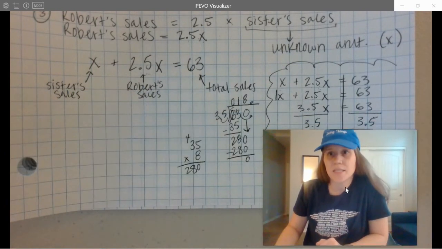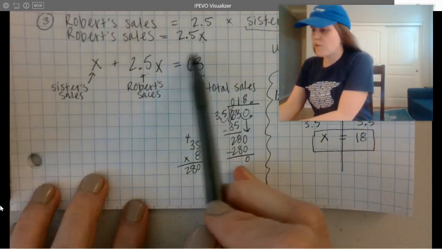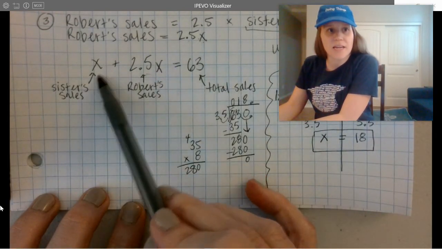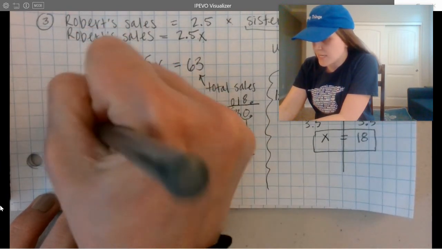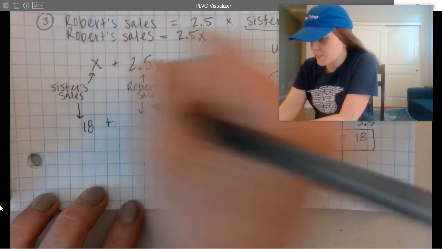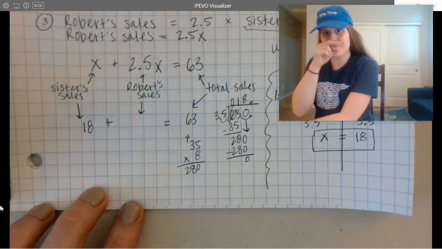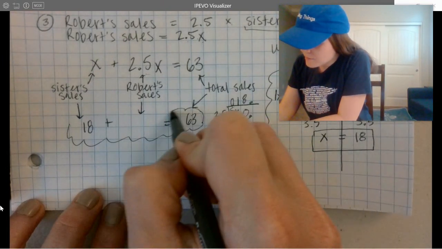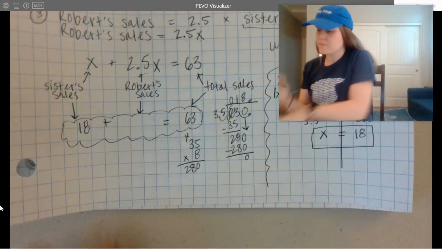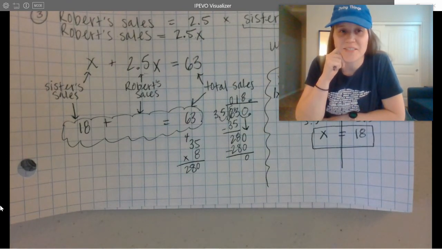Okay. Let's go ahead and fill in a little more of what we know in this equation. I know that sister's sales, X, is 18. I don't know what Robert's sales are yet, but I do know that the total is still 63. Could you figure out what Robert's sales are? Go ahead and do that now.